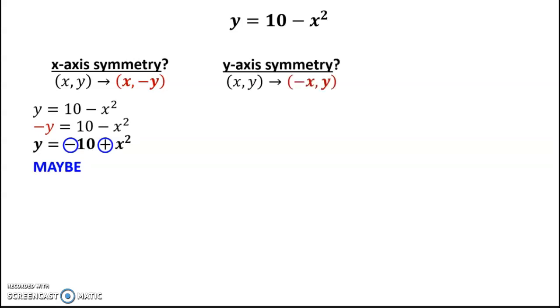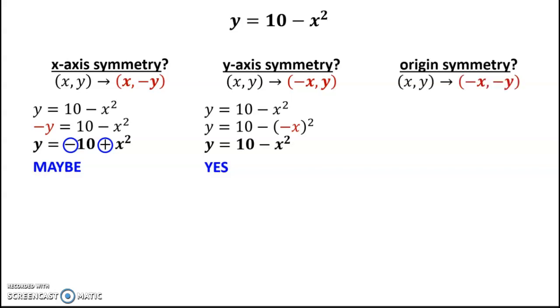Testing for y-axis symmetry, we'll replace the x with a negative x. Remember, when I raise a negative number to an even power, it becomes positive. And there, I did get my original back. So this equation does have y-axis symmetry for sure. It might have x-axis, but it definitely has y.